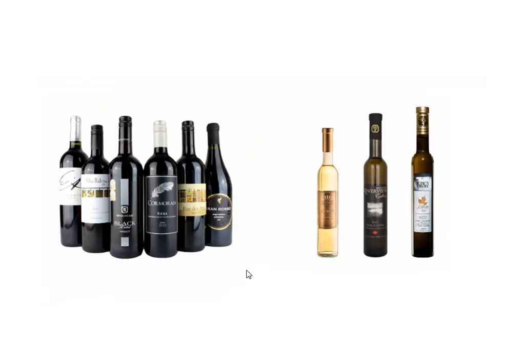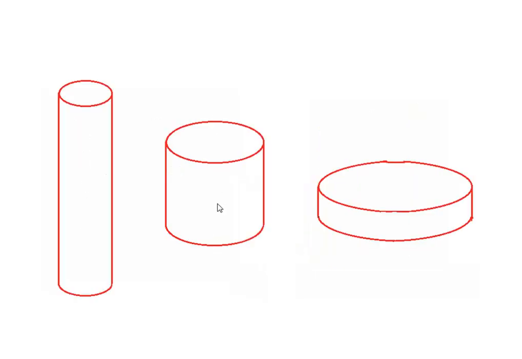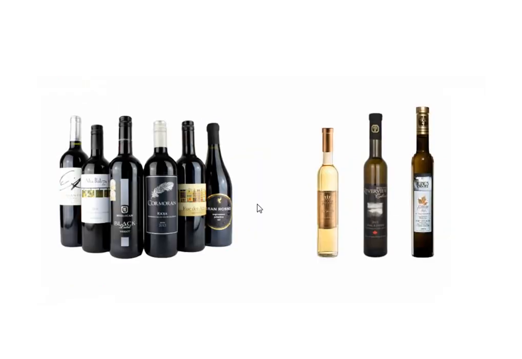So, question: in reality, in practice, in industry, these are bottles of ice wine, right? And these are bottles of red wine, right? Okay. So, why don't the manufacturers use bottles in such a shape, but use a slim cylinder? So they use slim cylinders.